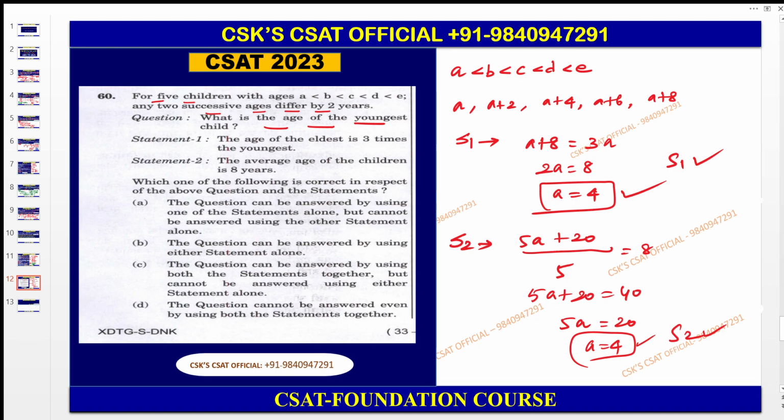Now let us move on to that. The question can be answered by using one of the statements alone, but can't be answered by using the other statement. No, we can answer with the other statement also. The question can be answered by using either statement. Yes, either statement is fine. Now just read the C also, very important. The question can be answered by using both the statements together. No, separately you can. Okay, therefore B is the right answer.